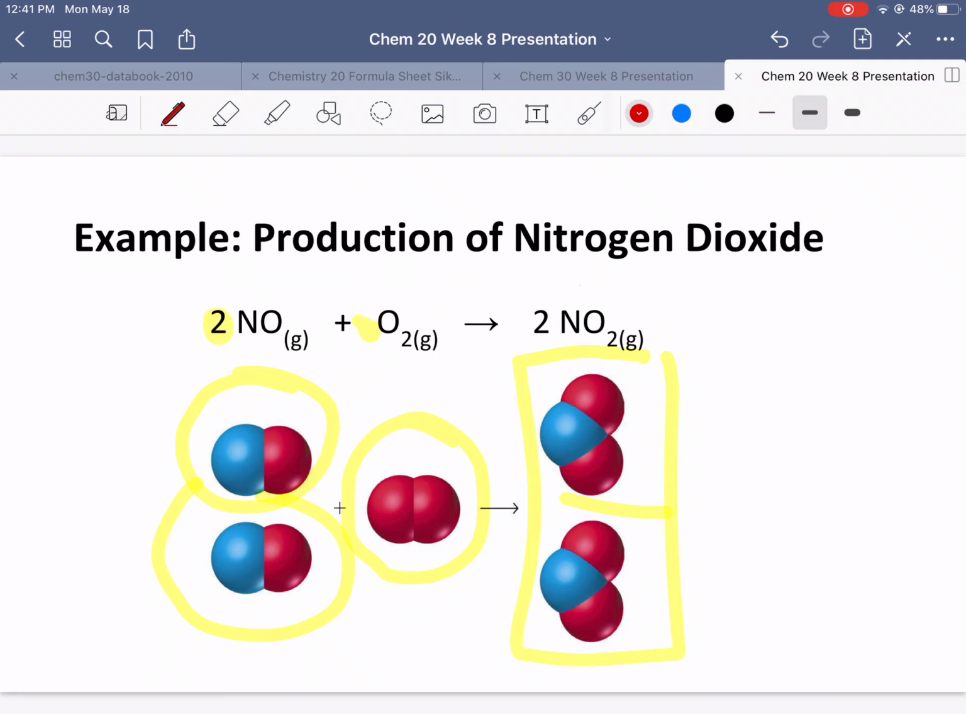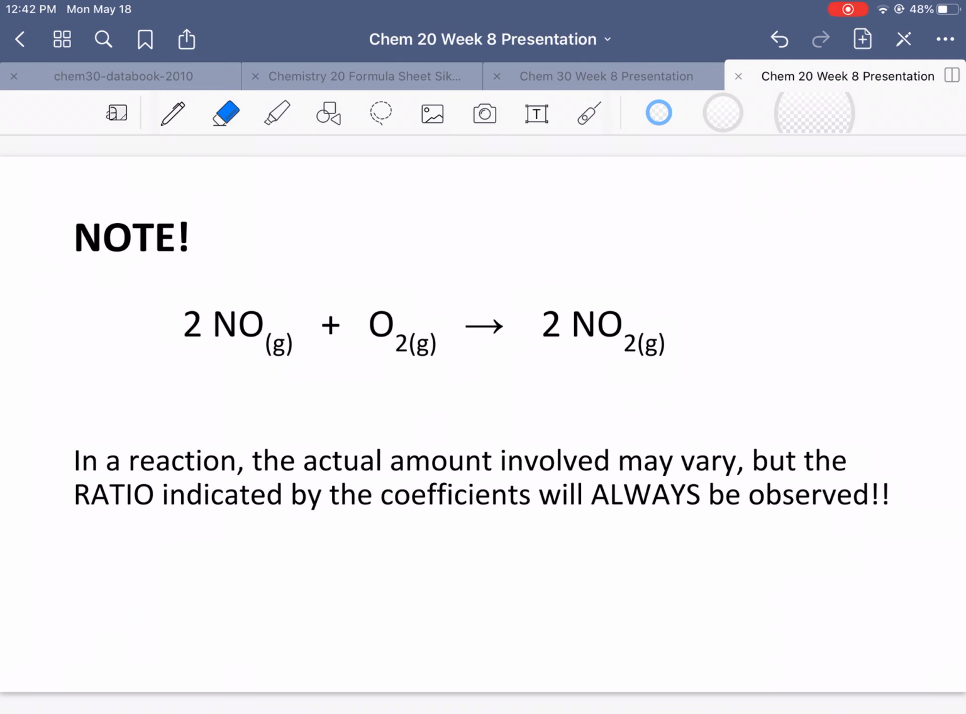Not too tough, but what if I want to produce 0.80 moles of nitrogen dioxide? Well, then I'm going to need half as much oxygen, 0.40 moles. And I'm going to need the same amount of nitrogen monoxide, 0.80 moles. Right? The amounts are relative is what we mean. Okay. Let's start to put this into a little bit of practice here.